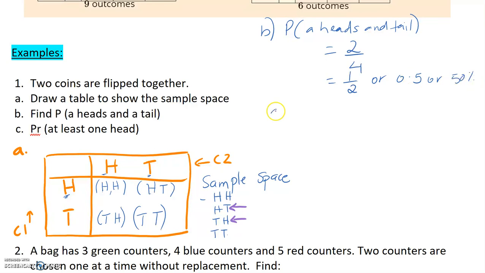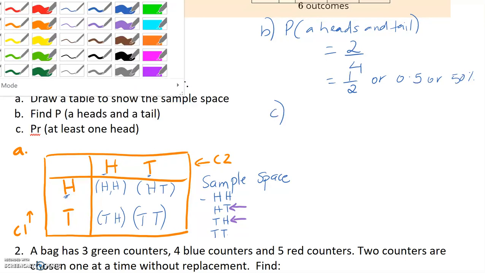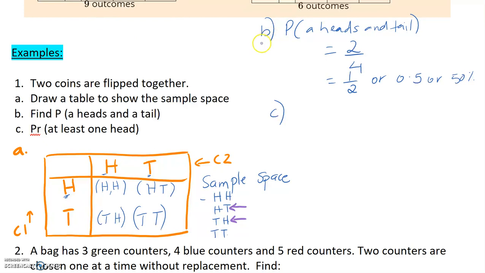Okay, now let's look at C. Probability that at least one is head. At least one. So if you look at the probability that there's at least one head, at least one head means that you have one head or more. So that is that one. There's one head. There's one head. There's another head. So 1, 2, 3.